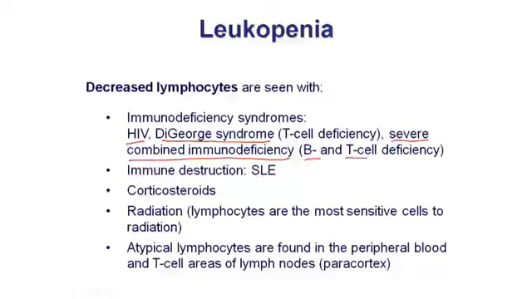Again, immune destruction, like with lupus. Steroids, again. Radiation is also a common thing that can do it. And you can have atypical lymphocytes found in the peripheral blood and T cell areas of lymph nodes.